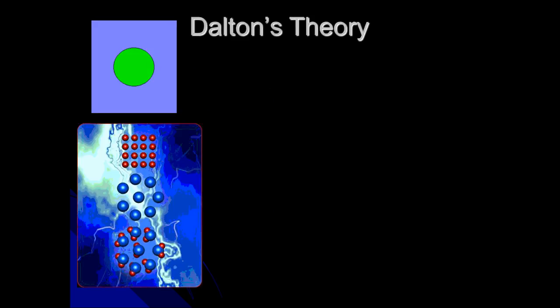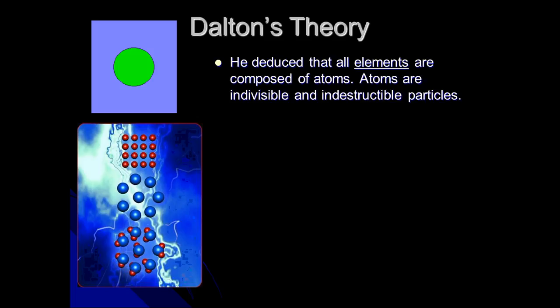Here's his theory. This is in your book, something you definitely want to know and become familiar with, as well as the law of multiple proportions and the law of definite proportions. I'm not outlining them in this video, but they are in your book, and I would expect you to know them and have an idea for how they relate to Dalton's atomic theory. Okay, so he has basically 5 postulates. The first one being that he deduced that all elements are composed of atoms, right?